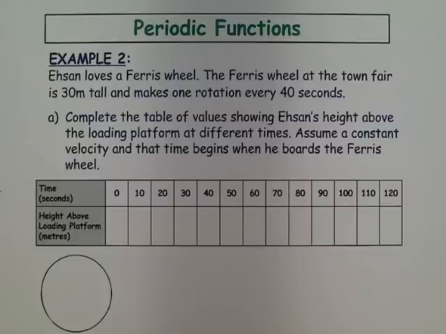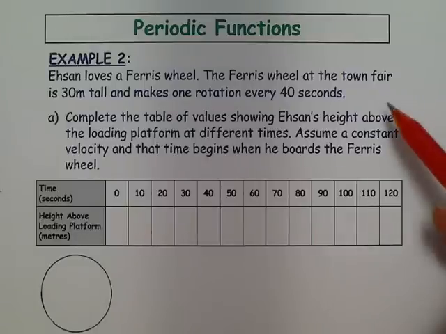Okay, example 2 says Asan loves a Ferris wheel. The Ferris wheel at the town fair is 30 meters tall and makes one rotation every 40 seconds. So, so far I know a couple of things.